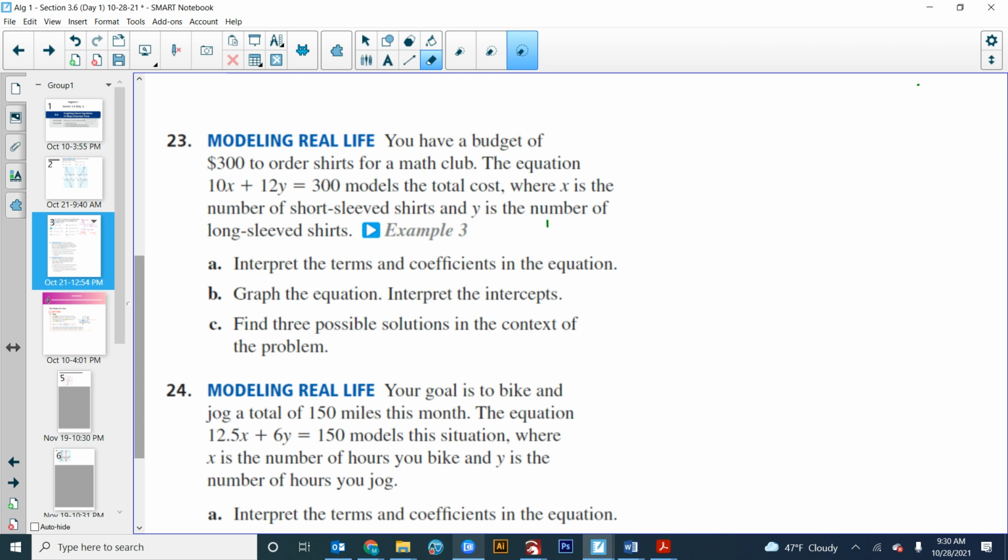Okay, let's look at 23. There are a lot of questions to answer with this. Okay, the math club. What a stupid club. What?